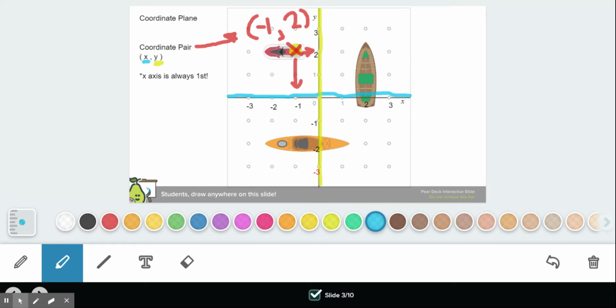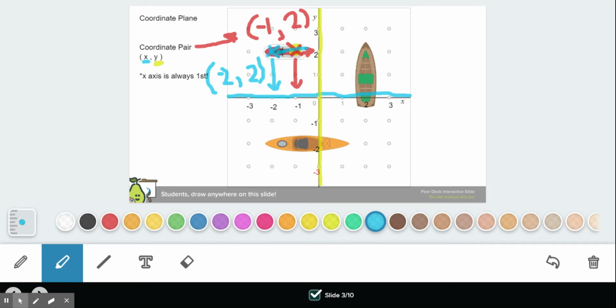So then let's say we're going to do the front part of this boat and do it in blue. We're going to go down to the x-axis. It always comes first. And we've got -2, comma. Then we're going to go over to the y. And we've got -2, +2. And then we put the parentheses.